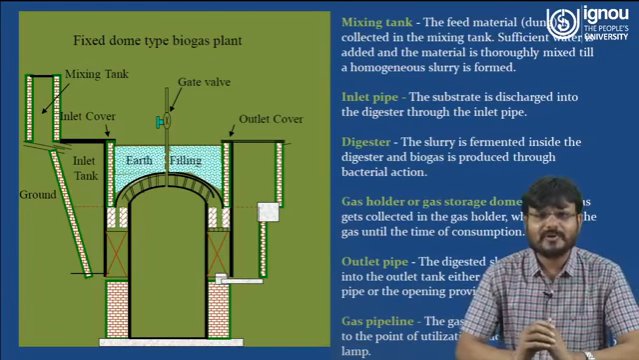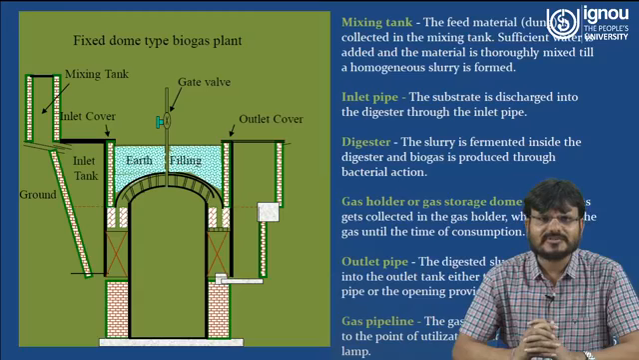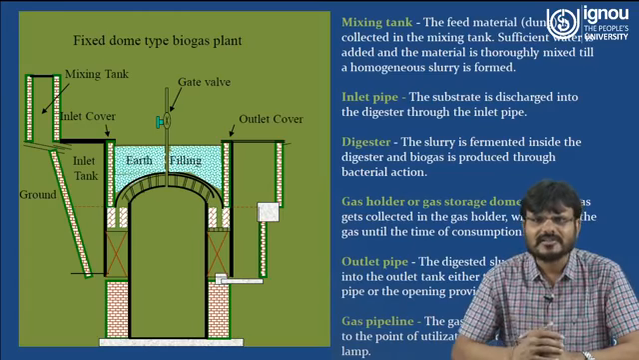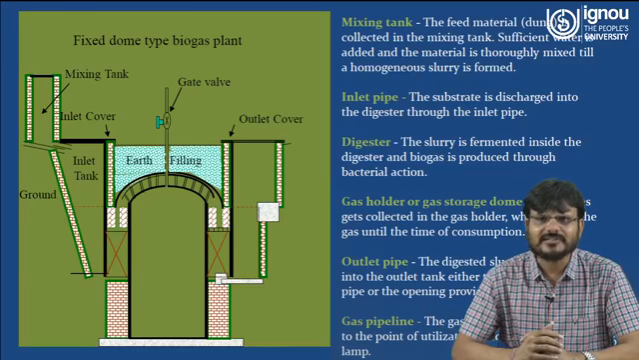Now, another type of biogas plant is called the fixed dome type biogas plant. It has different units: a mixing tank, inlet pipe, digester, gas holder or gas storage dome, outlet pipe, and gas pipeline. Now we have to understand the use of all these units. In the mixing tank, the feed material is collected, sufficient water is added and the material is thoroughly mixed till a homogeneous slurry forms.